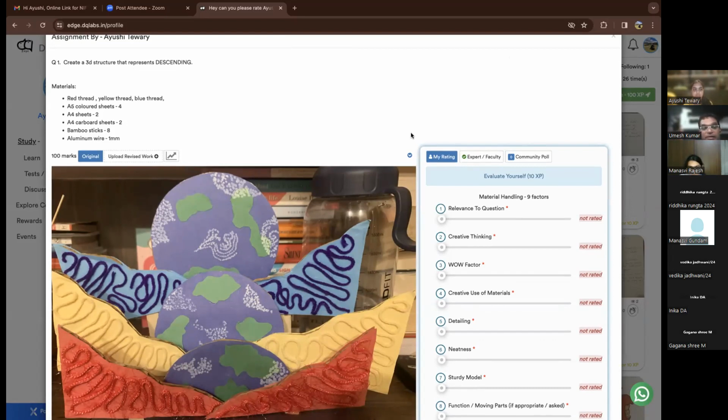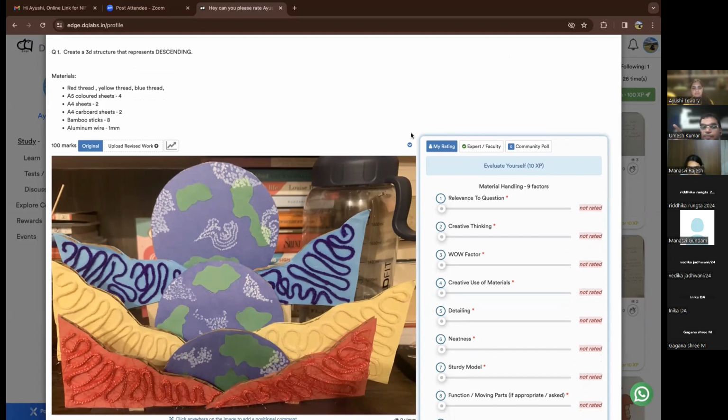Even the globe could have also been done in this fashion. What you have got is one before the other, right? You could have done it at multiple angles, such that it actually looks like a globe.